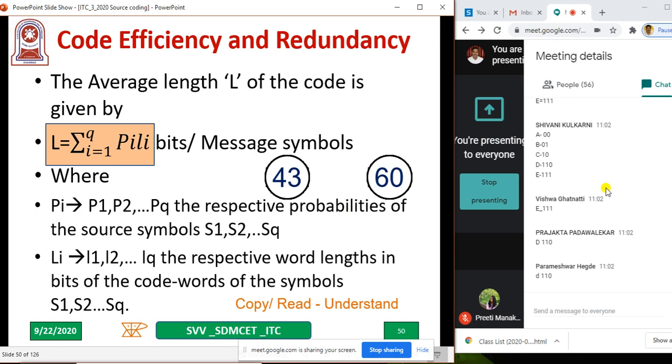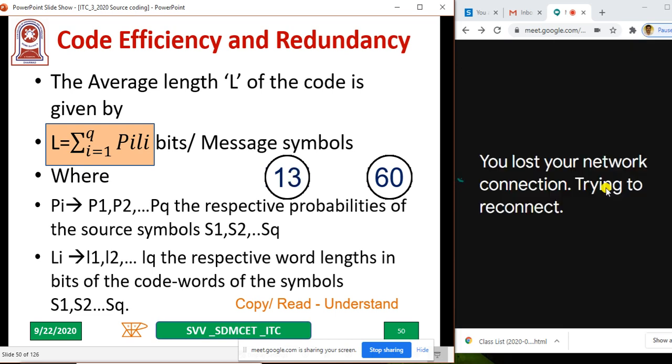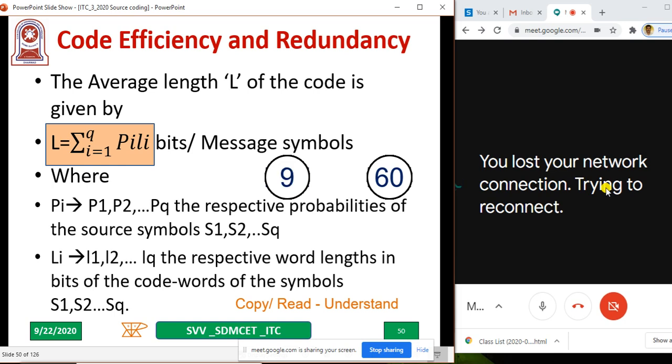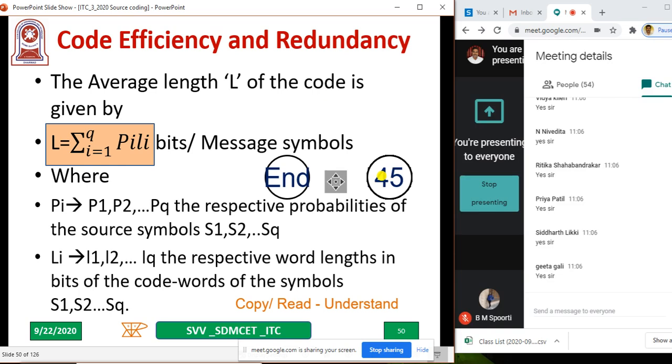The average length L of the code is given by L equal to summation I equal to 1 to Q of PI LI bits per message symbol, where PI equal to P1, P2 up to PQ are the respective probabilities of the source symbols S1, S2, up to SQ. LI is L1, L2, L3 up to LQ, the respective word lengths. So let us go to the next. Anyway, we are going to use this equation in a later discussion.